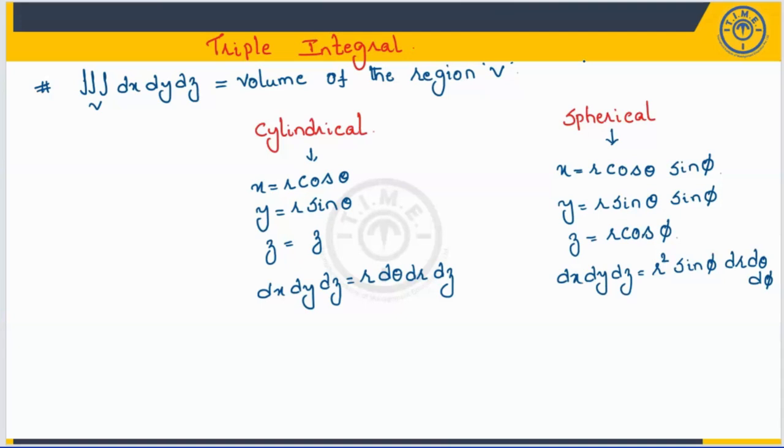Now again, when we talk about spherical coordinates, for a complete sphere we take theta varying from 0 to 2 pi, but phi varying from only 0 to pi. And r is varying from 0 to a, whatever the radius is given.